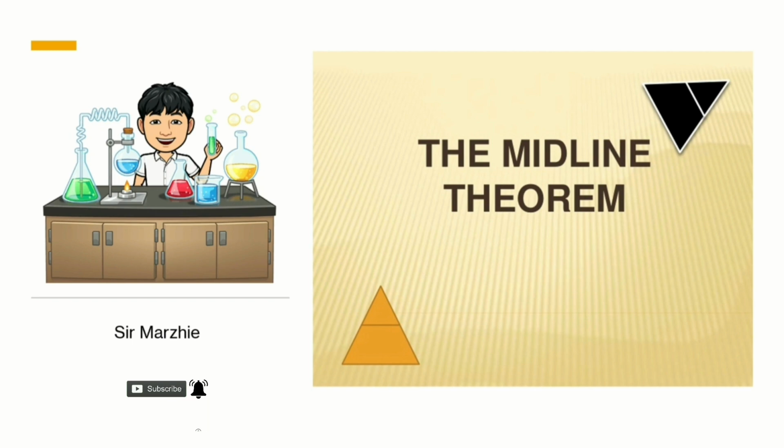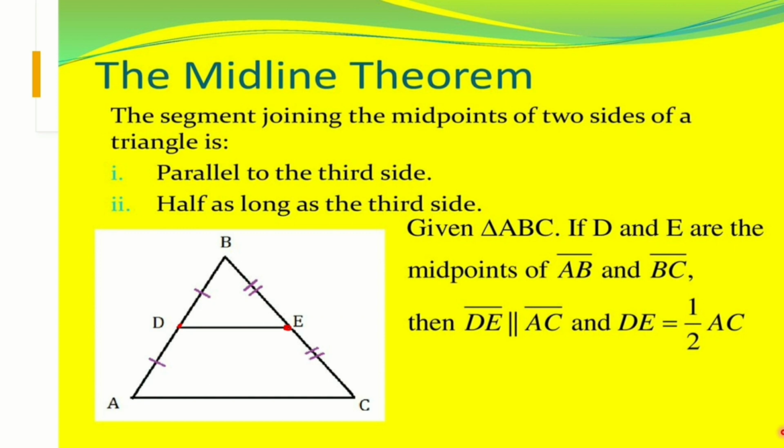Let's now talk about the midline theorem. The midline theorem states that the segment joining the midpoints of two sides of a triangle is number 1, parallel to the third side, and number 2, half as long as the third side.